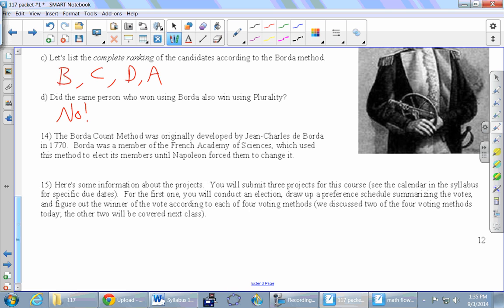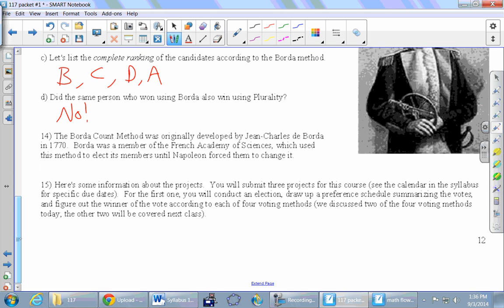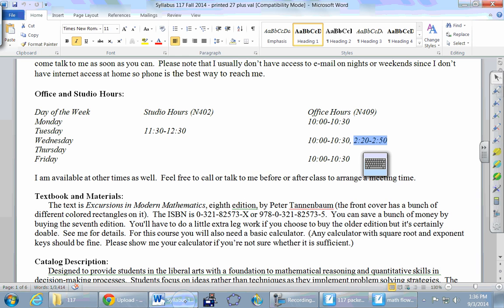Okay, thank you. And that's a picture of Borda right there on the right. Okay, let's take a look at number 15. 15 talks about the projects, and so we're gonna introduce this idea of project right now.